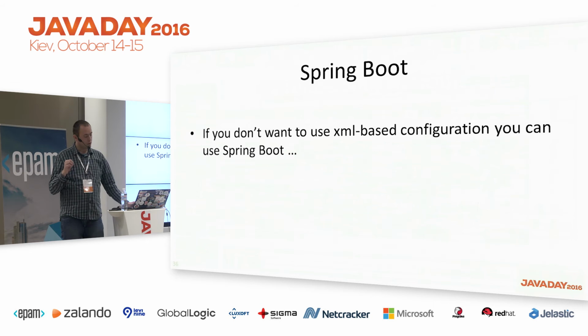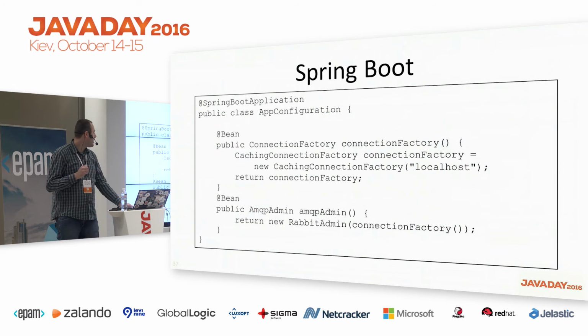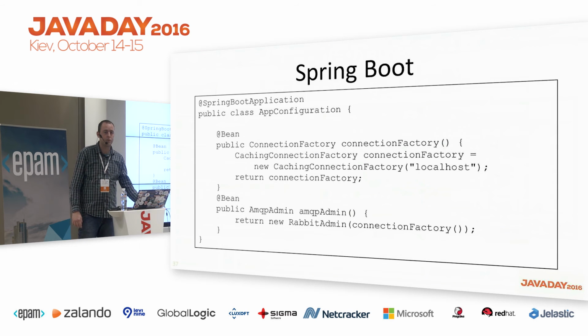However, if you don't really want to use XML configuration for the other types of elements, such as the RabbitTemplate or the RabbitAdmin utilities, you can use Spring Boot fairly simply. You can have a Spring Boot application, and inside that application, you can create programmatically beans for the RabbitTemplate class or for the RabbitAdmin class and use those directly.